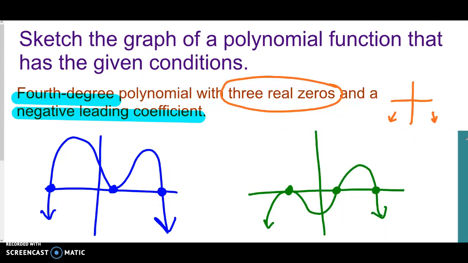Another idea, just a slightly different one, is this. End behavior satisfies the conditions. So that's 1, 2, 3, 4. But technically, I did only have 3 real zeros.